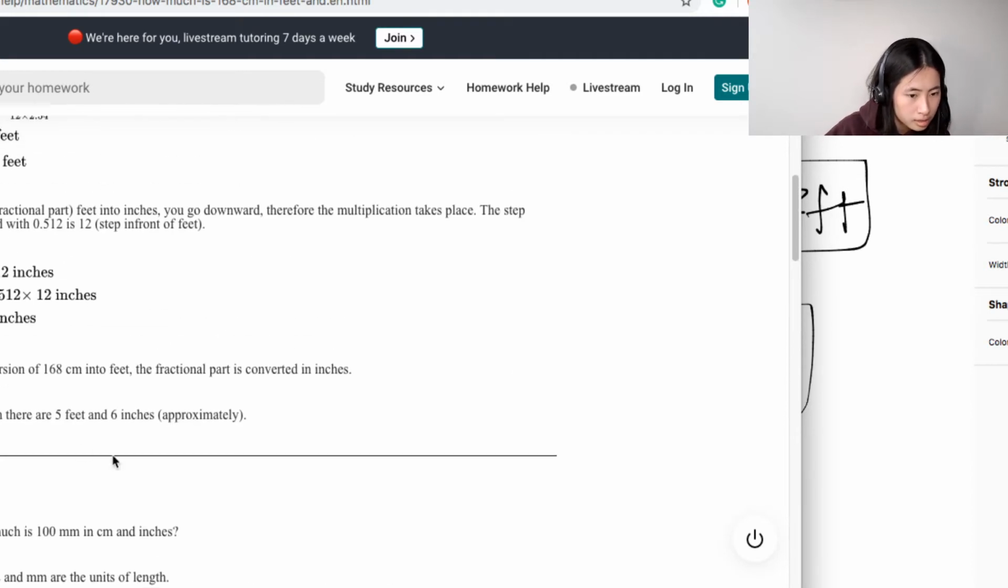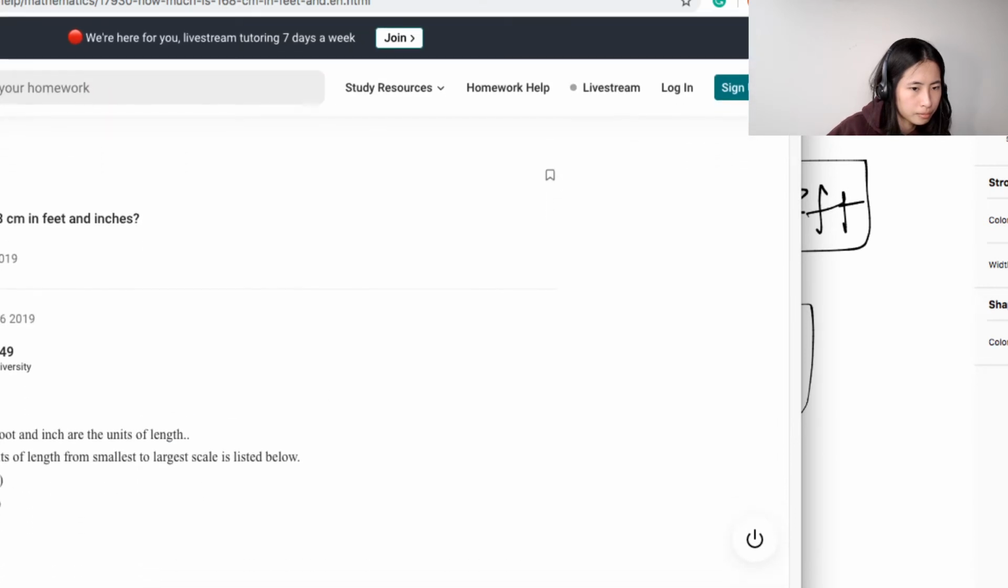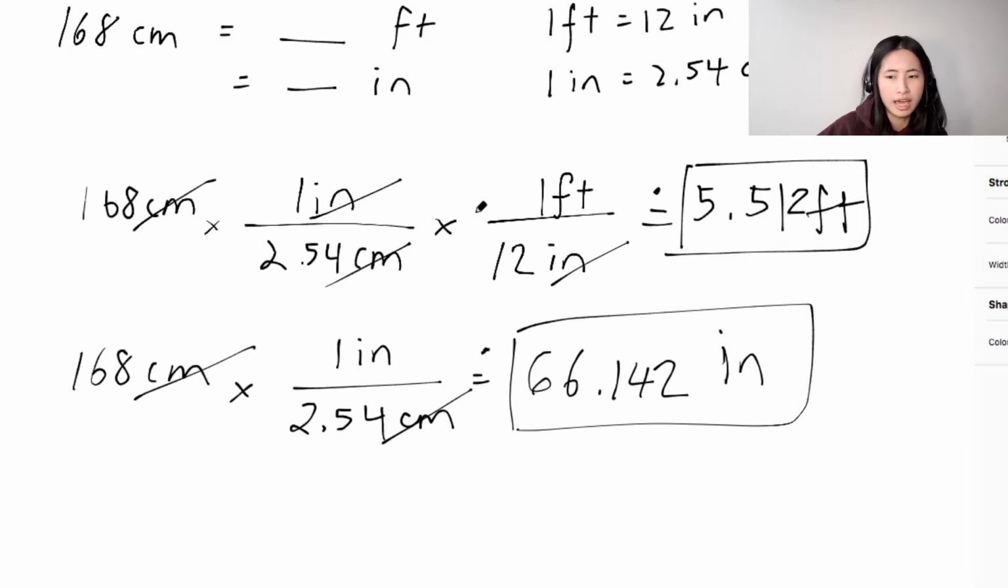Okay, so this is their final answer. They're saying in 168 centimeters, there are 5 feet and 6 inches approximately. Okay, so I would just go back to 168 centimeters and say this dimension, 168 centimeters, is in feet, and you have 168 centimeters in inches, right?